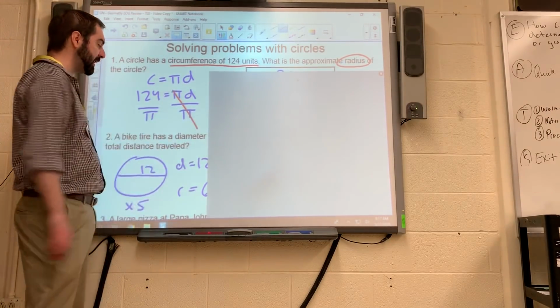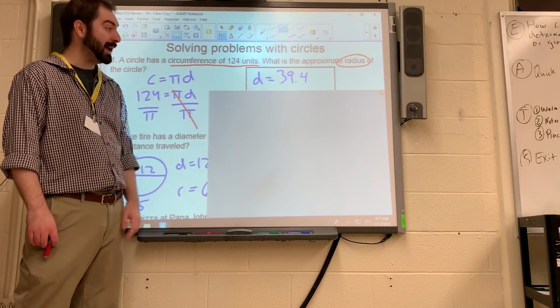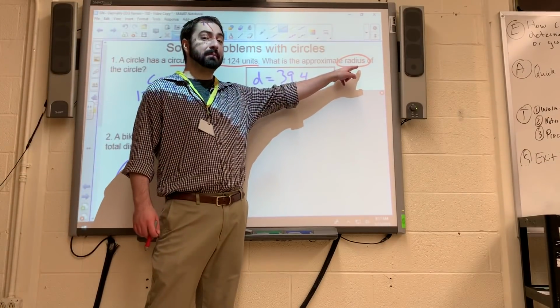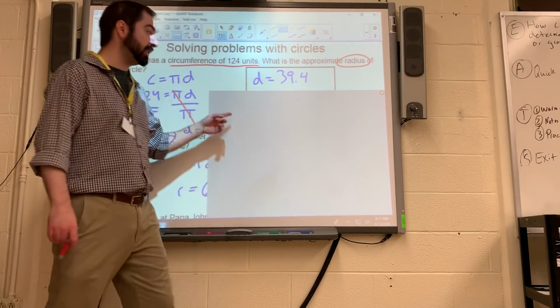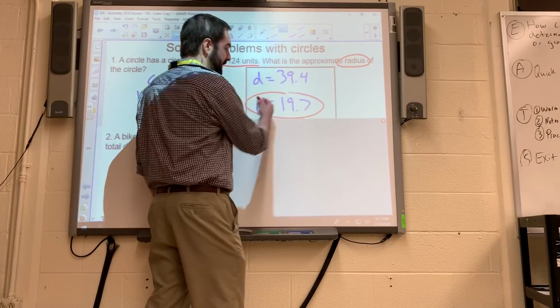So I can divide each side by pi, and when you do 124 divided by pi, you find out the diameter is 39.4, but you got to be careful. That's going to be one of those trap answers. Answer the question. They want the radius, so I got to divide that by 2 because the radius is half as big, and we find out that the real answer is 19.7.